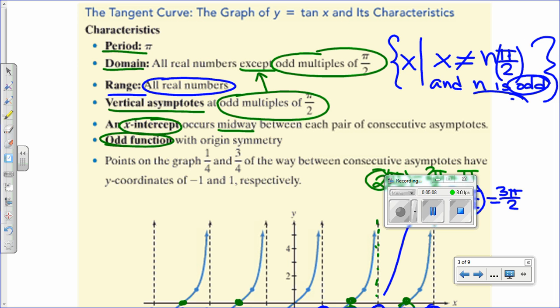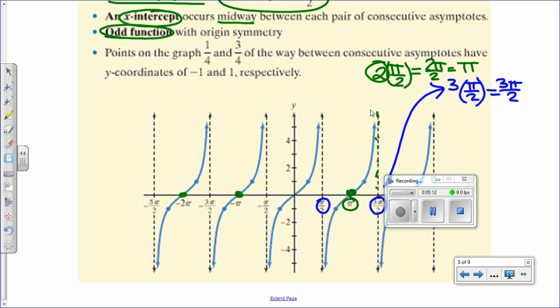Meaning that if you look at our graph, or let's look at the one here actually, we have this point here at pi over 4, comma 1, and we also have this point at negative pi over 4, comma negative 1. That is how you determine symmetry with respect to the origin. And what I was telling you about those key points that I just marked here on the graph, the book refers to those as points happening 1/4 and 3/4 from one asymptote.